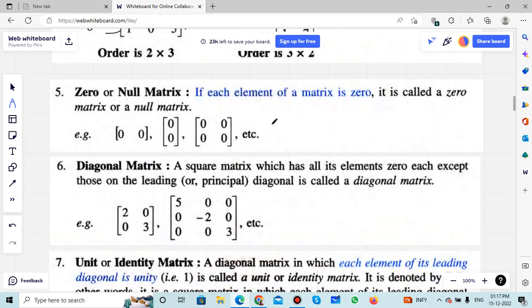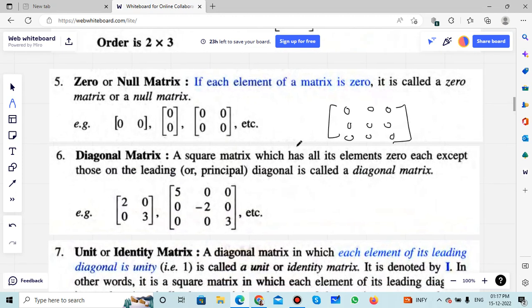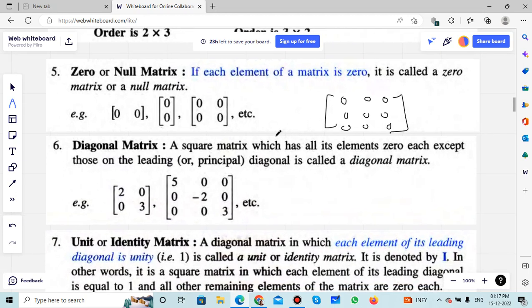Then comes the zero or null matrix. If each element of the matrix is 0, we call that a zero matrix or null matrix. It can have any order. So here 0 0 0 0 0 0 and 0 0 0. This is also a null matrix, with all the elements in it being 0. So it's called a zero matrix, or also called a null matrix.